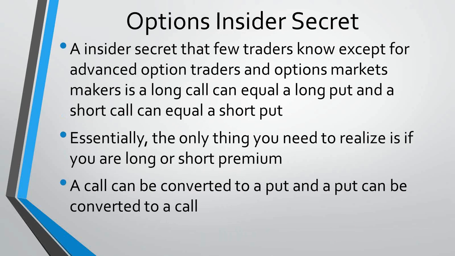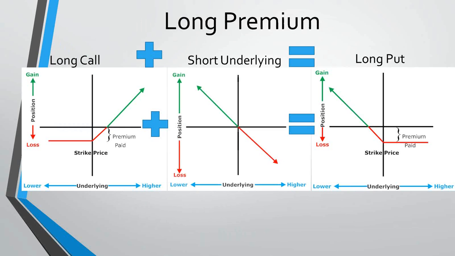So a call can be converted to a put, and a put can be converted to a call. And let me show you how that's done. Options market makers will do this to adjust their positions, hedge their positions. Let's say I was long a call. I paid out, as I said, some premium. If I then go short the underlying and I add these graphs together, it really results in a long put.